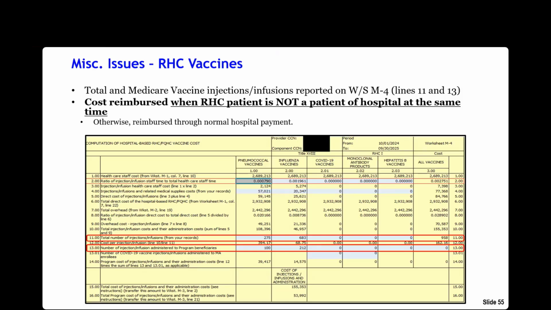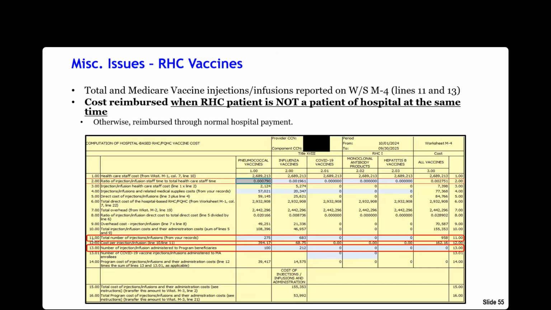We have total and Medicare vaccines, and we're trying to prorate or apportion the amount of that total vaccine cost that relates to your Medicare patients. That's the intent. Worksheet M-4 historically has reported all the individual vaccines and then a grand total. I'm going to say that's changed now, and I'll explain in a bit.